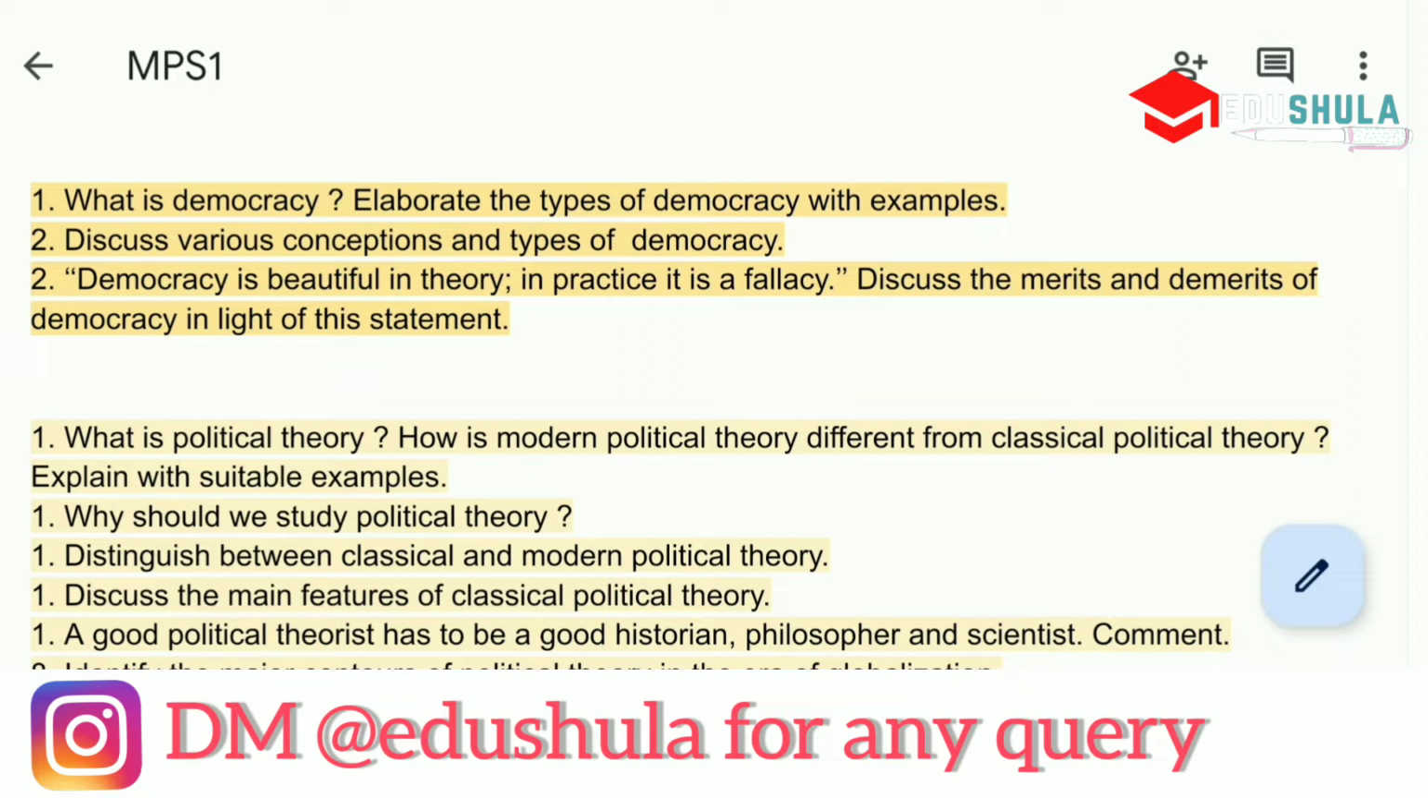Democracy is beautiful in theory. In practice, it is a fallacy. Discuss the merits and demerits of democracy in light of this statement. What is political theory? How is modern political theory different from classical political theory? Explain with suitable examples.